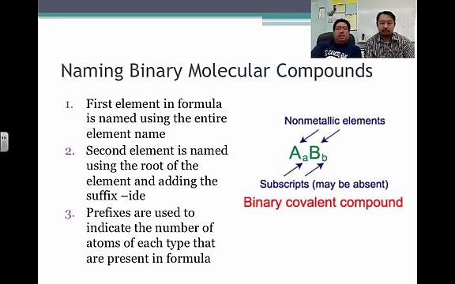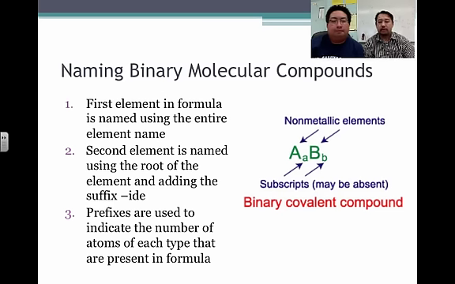So, naming binary molecular compounds. It's binary just like ionic compounds in the sense that there's only two different elements that make it up. And molecular means that it's covalently bonded. For now, these are the only kind of molecular compounds we're going to learn how to name. Later on, at the end of the second semester, we'll talk more about larger ones.